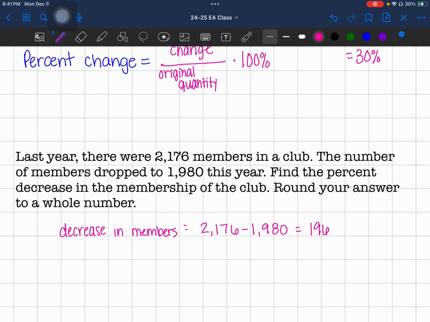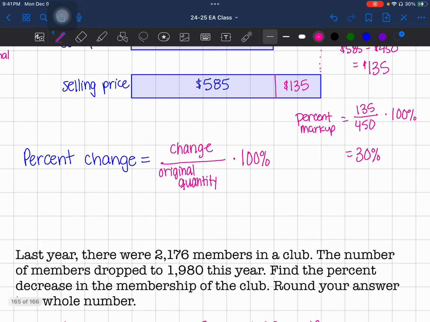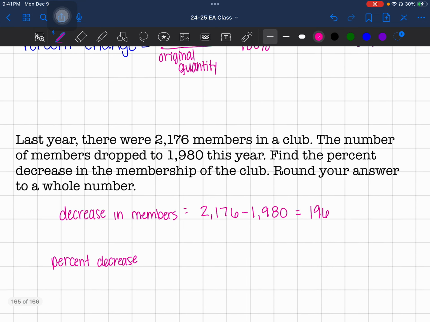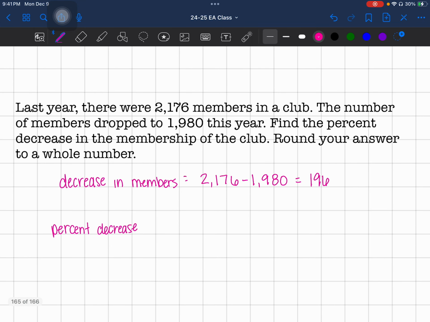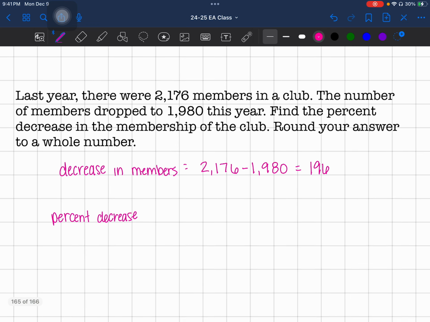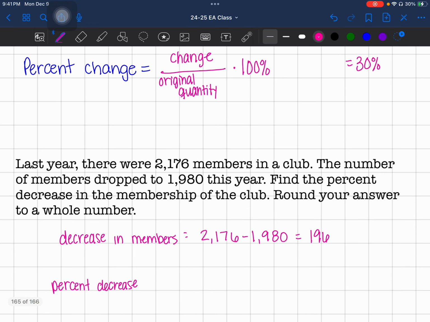Okay. So then to find the percent decrease, again, we're going to use percent change because the change can be an increase or a decrease. The one that we did up here was an increase. This one here is a decrease. So percent change, we're taking the change, which is 196, over the original quantity, which is 2,176, and then we're multiplying it by 100%.